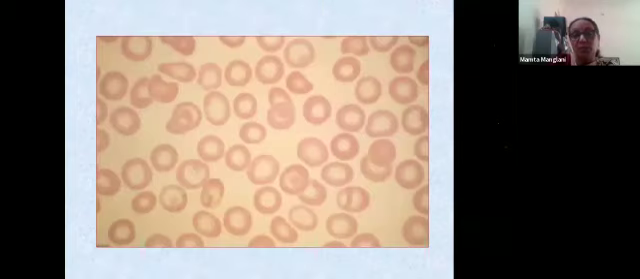And also in the smear, presence of target cells, no anisocytosis. You see, the cell sizes are not very varying. They're all small. They are uniformly small because they're genetically small. And that is the difference between IDA and thal trait.